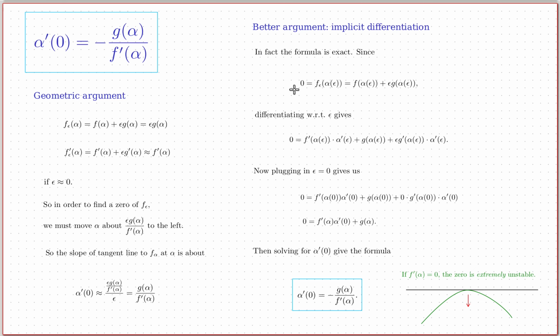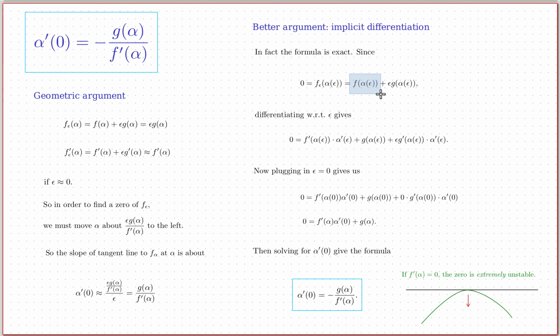We know that by definition, alpha of epsilon is a root of the perturbed function f sub epsilon, and therefore f sub epsilon evaluated at alpha of epsilon is 0. On the other hand, f sub epsilon is defined as f plus epsilon g, so we just plug alpha of epsilon into both f and g, and we get this formula for f sub epsilon evaluated at alpha of epsilon. Now, take the extreme left side and the extreme right side and differentiate both of them. The derivative of 0, of course, is just 0.